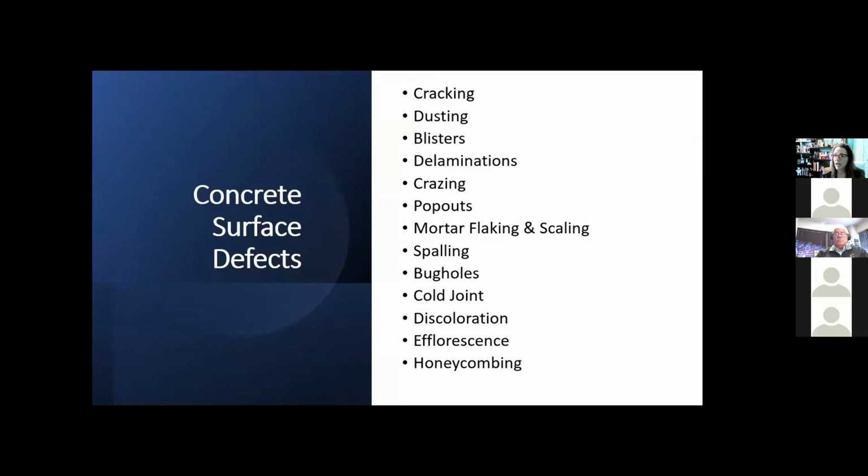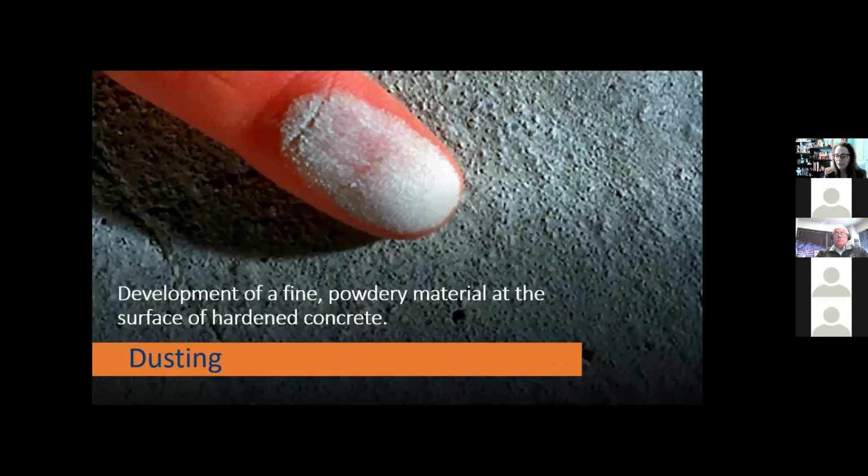But on the surface defect side, really we're needing to understand the nomenclature in our industry, which is why I encourage you to read ACI 201's guide, and if you need PCA's, it has the similar nomenclature, but we want to use the same terms and we want to understand what they mean. So I'm going to go through and describe all of these listed here and then talk about some repair strategies. So on this person's finger is some dust. Dusting is a fine powder of laitance that builds up on the surface of concrete at times.